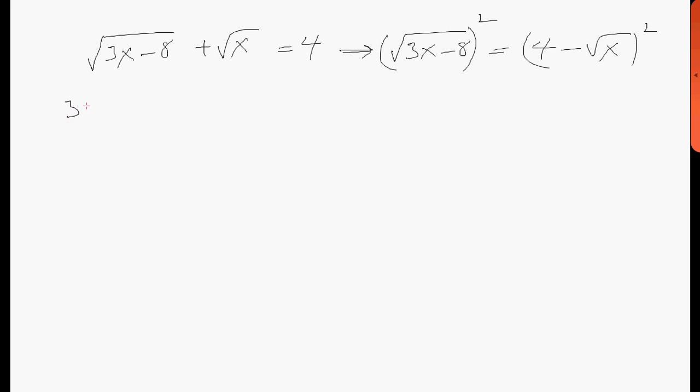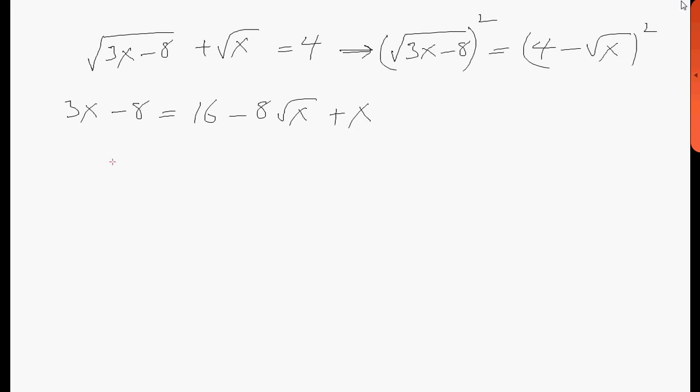This gives me 3x minus 8. On the other side, I get 16 minus 8 radical x plus radical x to the power of 2, which is just x. Okay, as you can see, I still have a radical in here. So I need to repeat the procedure. That is, I need to isolate the radical expression and raise both sides to the power of 2.